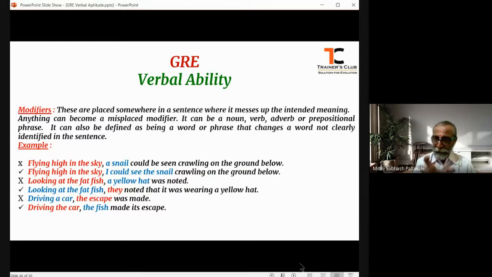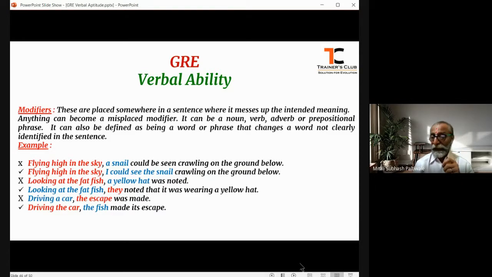So if you have to make that into a correct sentence, then: flying high in the sky, I could see the snail, or he could see the snail. That means an addition of a subject is required here. You can add any subject: I could see, he could see, you could see, she could see, the dog could see, the cat could see, whatever it is. There is a need of adding a subject here, right?